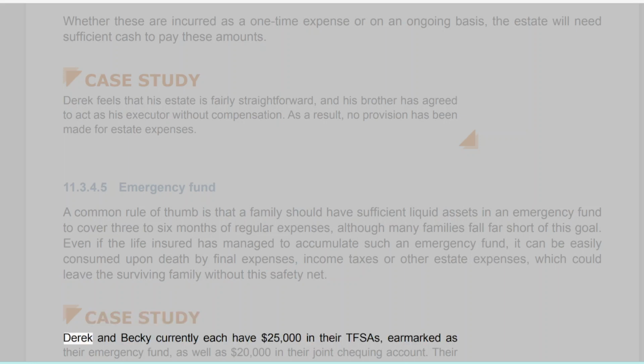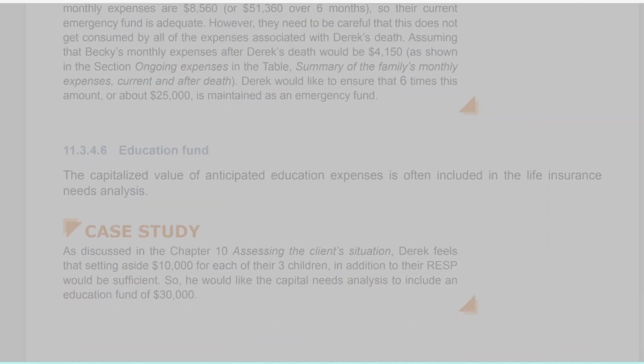Case study: Derek and Becky currently each have $25,000 in their TFSAs, earmarked as their emergency fund, as well as $20,000 in their joint checking account. Their monthly expenses are $8,560, or $51,360 over 6 months, so their current emergency fund is adequate.